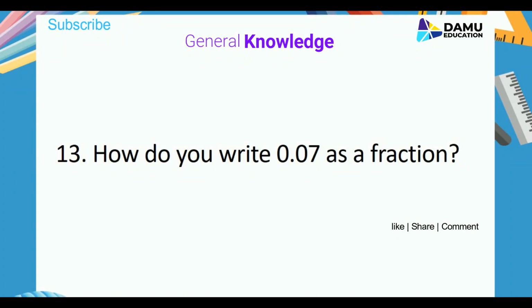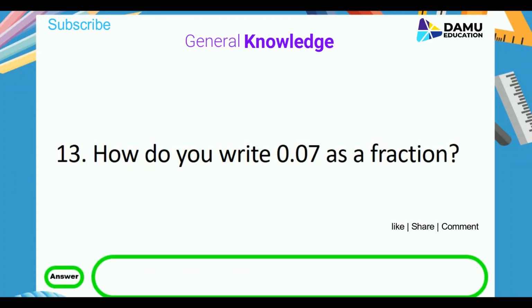How do you write 0.07 as a fraction? Answer is 7 by 100. After point, how many digits are there? That means zeros after 1.